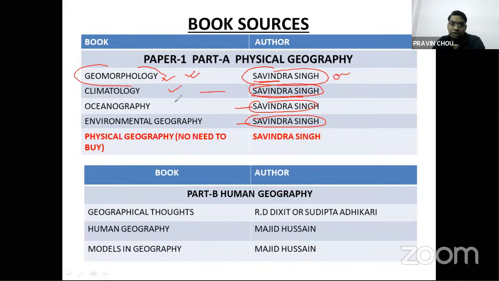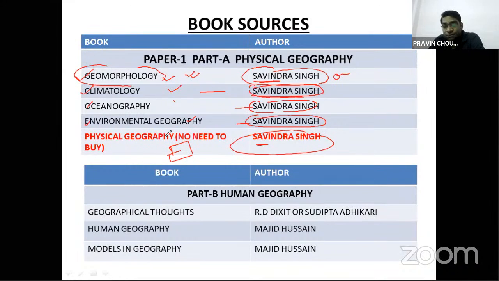Geomorphology, climatology, oceanography, and environmental geography. And one more book is by Savinder Singh. That is a comprehensive book that includes all the topics: geomorphology, climatology, oceanography, and environmental geography. This is a separate Savinder Singh book where all the topics are given. But I will suggest no need to buy. If you have chosen geography as an optional subject, then no need to buy this book.